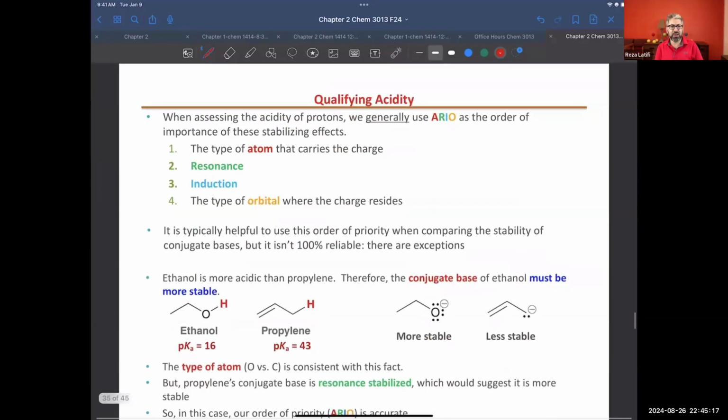So I covered all those factors: atom, resonance, induction, and orbital. And I hope that helped you figure out how to predict which one of those compounds is a stronger acid.